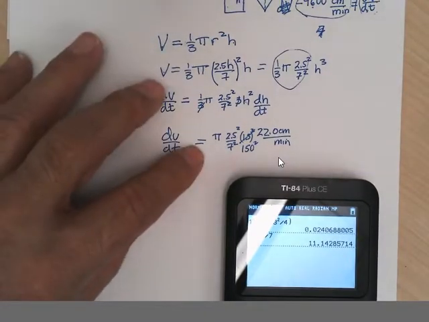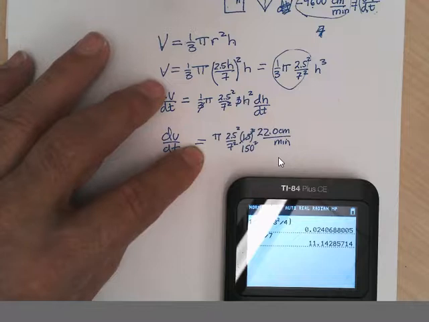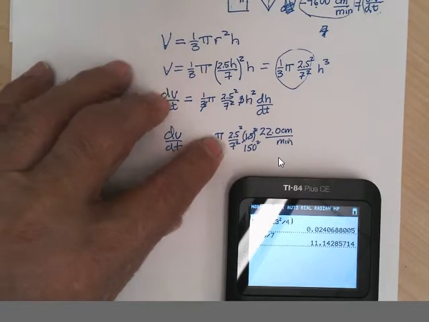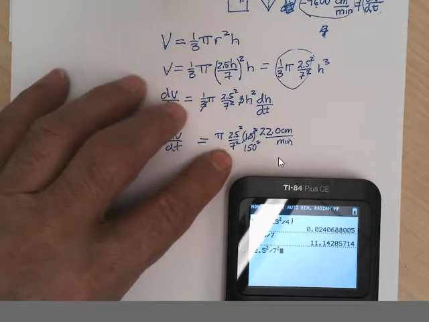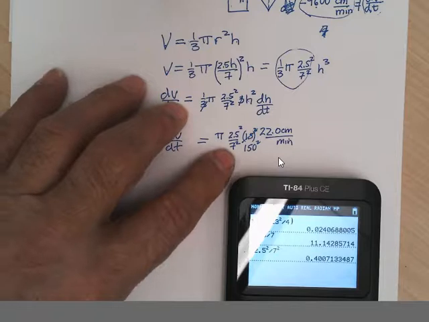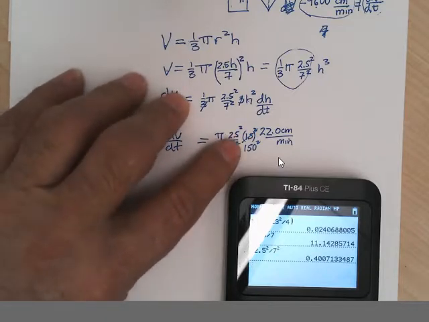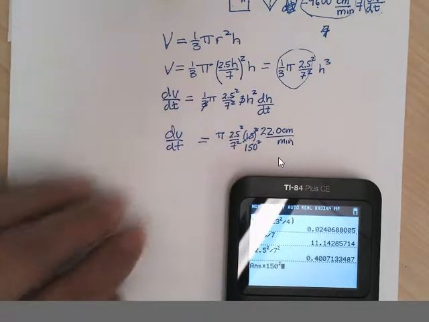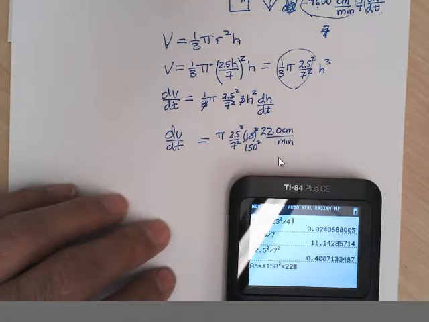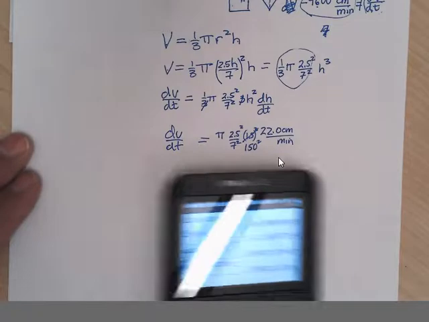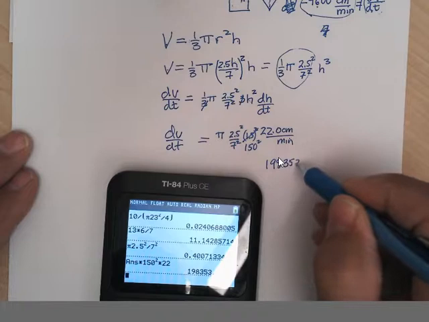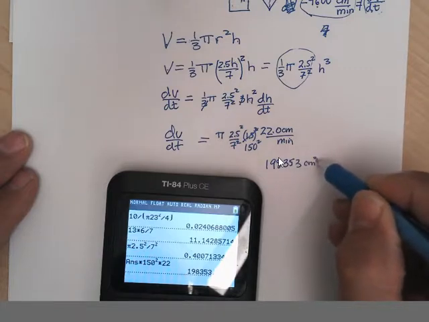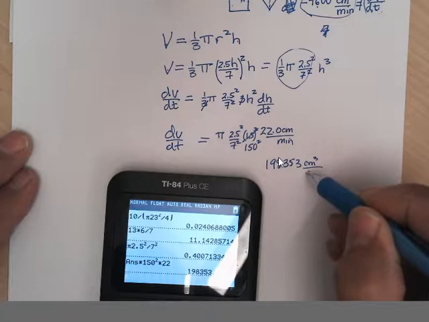So I have pi times 2.5 squared divided by 7 squared times 150 squared times 22, and I get the volume is changing by 198,353 centimeters cubed per minute.